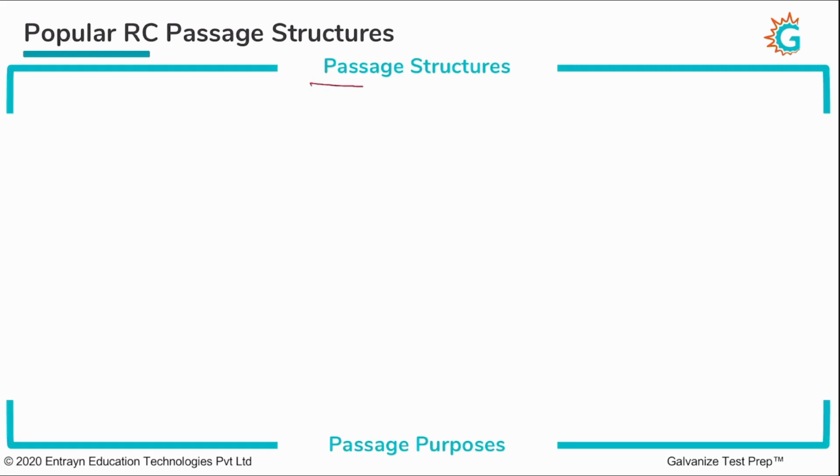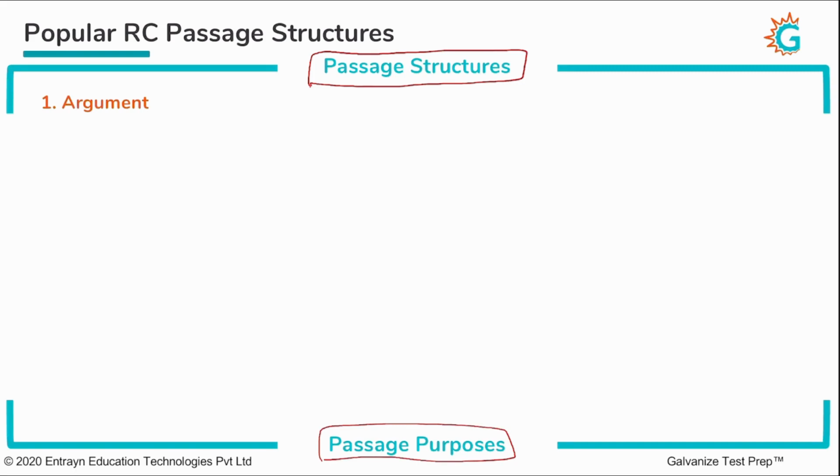All right, so there are different passage structures, just like there are different types of movies or genres of movies, and we are going to present to you 5 broad structures under which almost any GRE passage can be fit into. Okay, so each structure can come associated with a primary purpose as well. That's something you want to keep in mind.